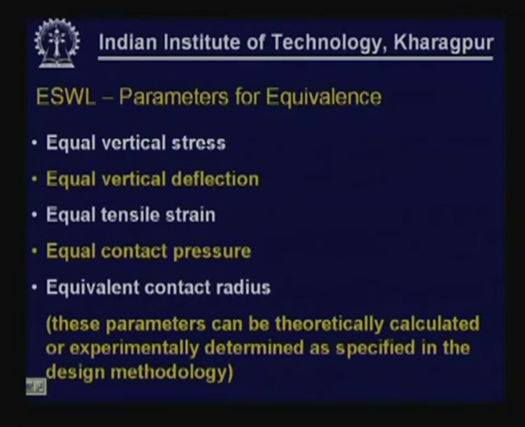These parameters can theoretically be calculated using some appropriate theory, or they can be experimentally determined as specified by the design methodology. So, any design methodology which uses an equivalent single wheel load approach has to specify how this equivalent single wheel load has to be determined, whether by an experimental approach. If it is an experimental approach, what sort of experiment has to be conducted, how exactly this has to be done, and if it is a theoretical one, which theory is to be used, at what location, which parameter has to be calculated. The complete framework has to be specified by the agency which is using this equivalent single wheel load approach.